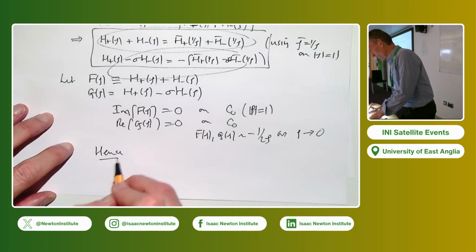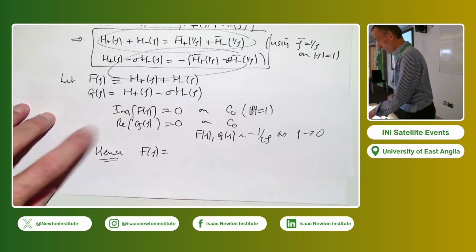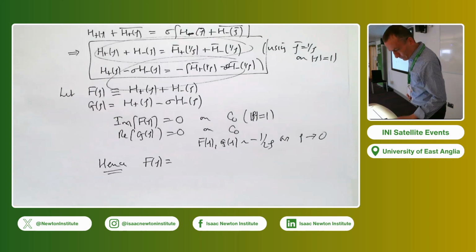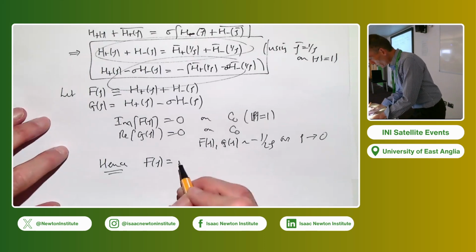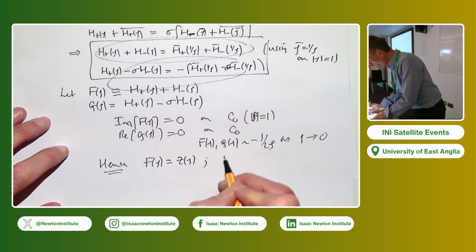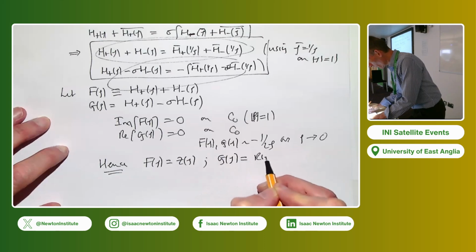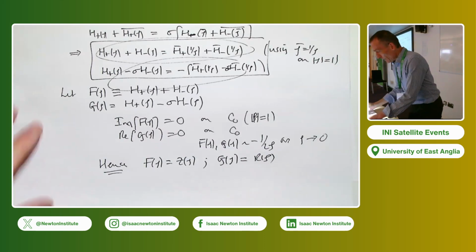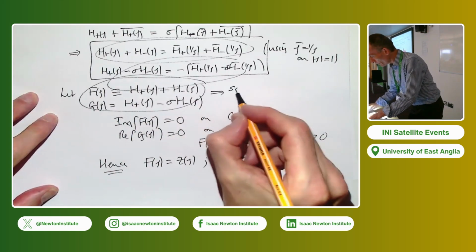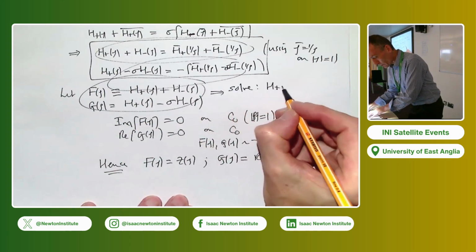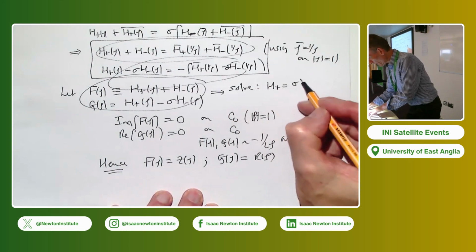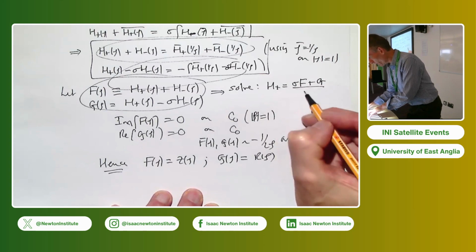Hence, this is the deduction, hence f of zeta is, let me get this right. Which one's which? Ah, yeah, f of zeta is z, and g of zeta is what, where these are these functions here. And by the way, you can solve these to show that H plus, of course, is sigma f plus g, just simultaneous equations.